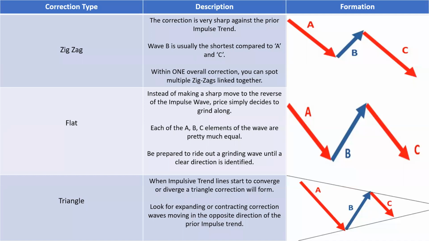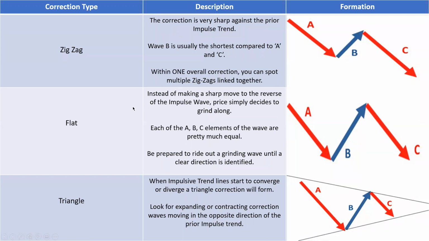First, you have the zigzag type of correction wave. All right, this correction is very sharp against the prior impulse trend. Wave B is usually the shortest compared to A and C. And within one overall correction, you can spot multiple zigzags linked together. Sometimes they can get a little bit ugly. Well, this is ideally what you want to see, a formation over here on the right, the ABC formation.